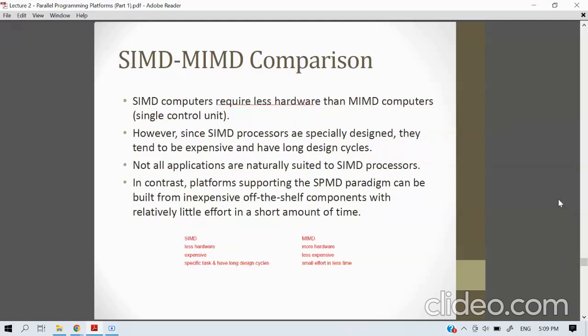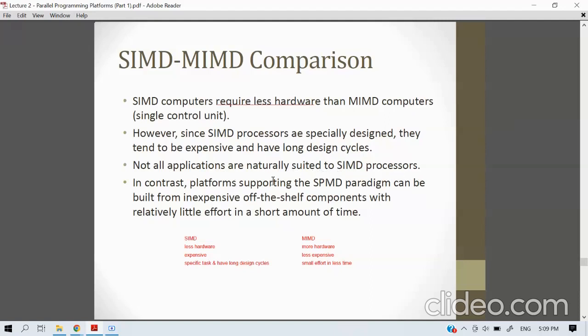Okay, so let's look at the comparison between SIMD and MIMD. If you are using SIMD, you require less hardware compared to MIMD computers because MIMD has more processors. However, SIMD processors are specially designed. They tend to be expensive and have a long design cycle, because they use a single control unit. Not all applications are naturally suited to SIMD processors.